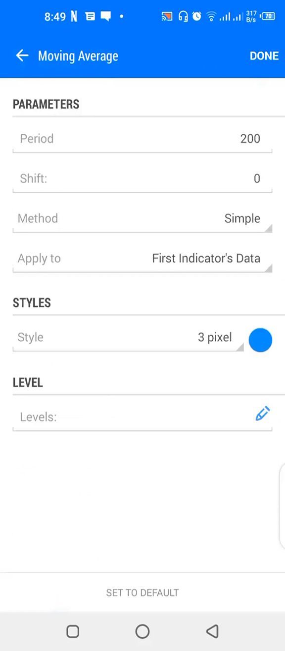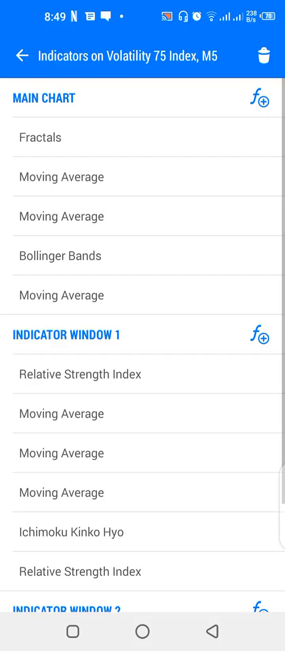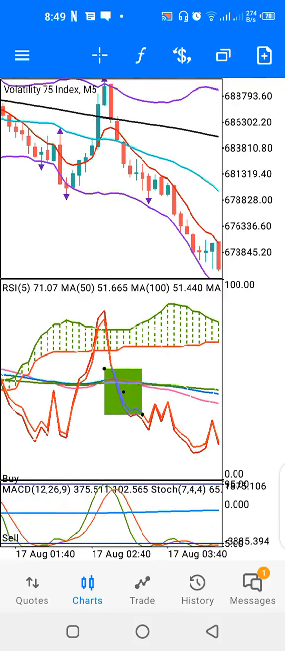What about the moving average? We have the period to be 200. Shift is 0. Method is simple. Apply to first indicator's data. Color is blue. That's that for the parameters.